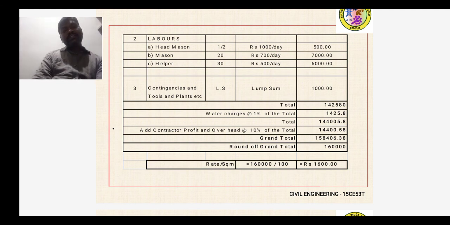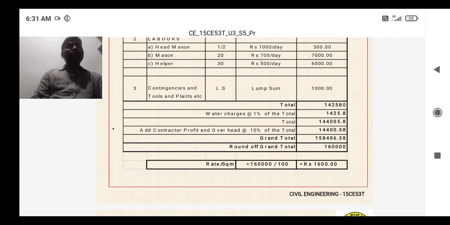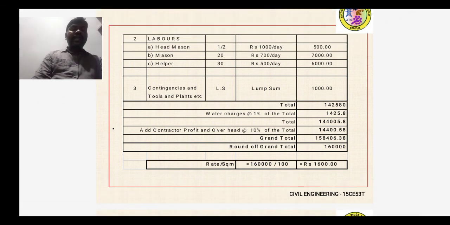And third one is tools and plants. We take a lump sum of 1000 rupees. Total we get 1,42,580 rupees. Add 1% for water and 10% of total for contractor's profit.